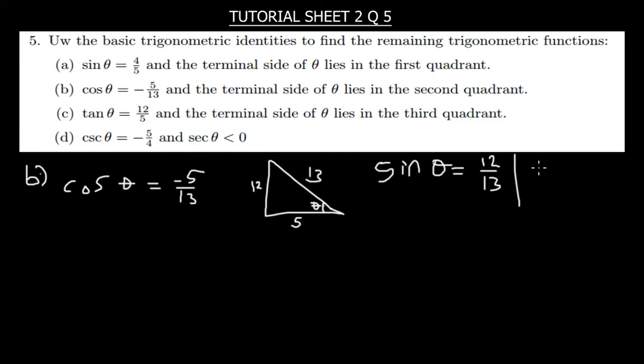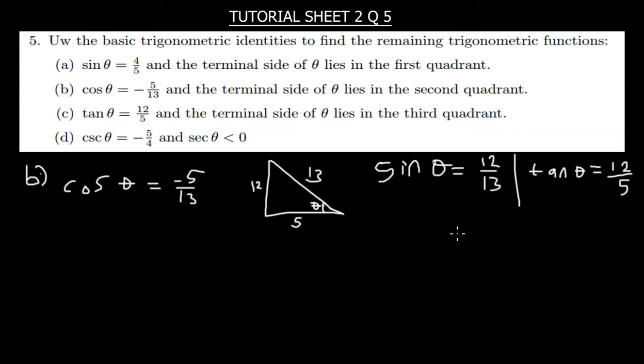And then your tan theta is going to be the opposite over adjacent, meaning it is the opposite 12 over 5. So tan theta is going to be 12 over 5. As simple as that. But wait, let us now try to check if these are the solutions.